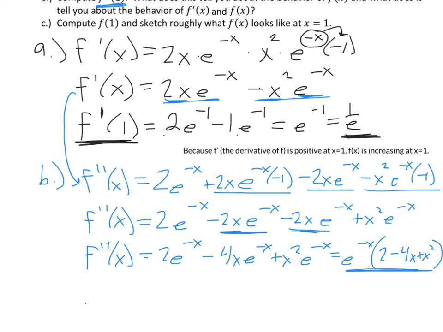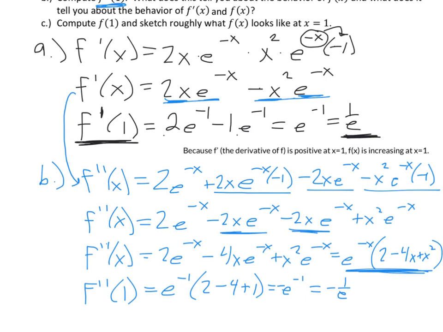Now they wanted me to find specifically f double prime of 1. If I plugged in 1 to this thing, I would get e to the negative 1, that's just 1 over e, times 2 minus 4 plus 1. So that's just negative e to the negative 1. In other words, negative 1 over e.